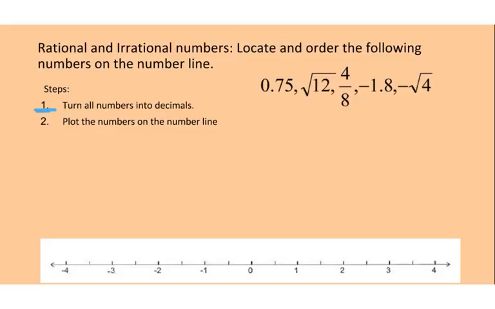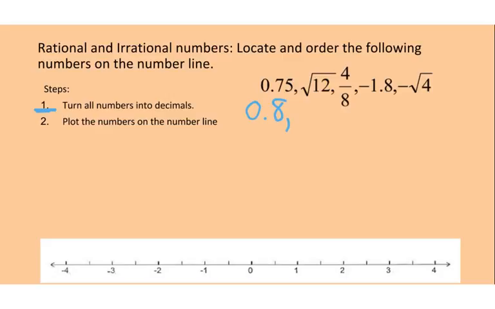So what we're going to do is turn all of these rational and irrational numbers into decimals, and we're going to round them to the nearest tenth. Then we're going to place them on the number line. So let's do that. I see 75 hundredths. I want to make that the nearest tenth. So I'm going to change that to 8/10.